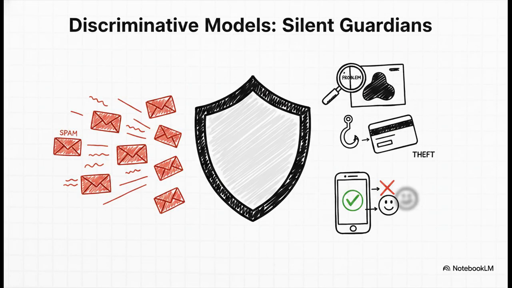Discriminative models, on the other hand, are kind of the silent guardians of our digital world. They are the reason your email inbox isn't a complete nightmare. They're helping doctors spot diseases in medical scans. They're protecting your bank account by flagging fraud. And they power the image recognition that unlocks your phone. They're the critical decision makers working behind the scenes.